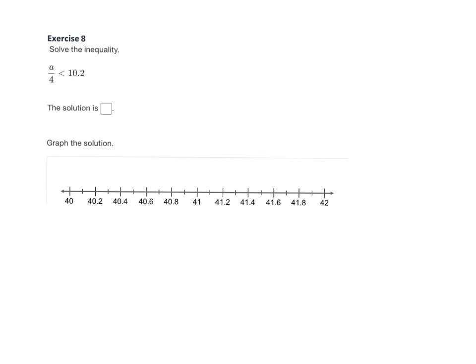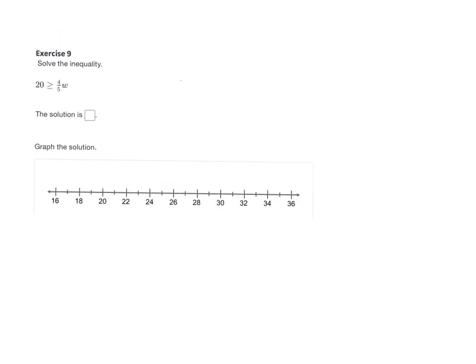Number 8, instead of dividing by 4, I'm going to be doing the inverse of dividing by 4, which is multiplying by 4. And I'm going to do that on both sides. That cancels. I'm going to get a is less than 10.2 times 4, which is 40.8. And so this is going to be an open circle at 40.8. My inequality is telling me it's got to go to the left. All numbers less than 40.8.